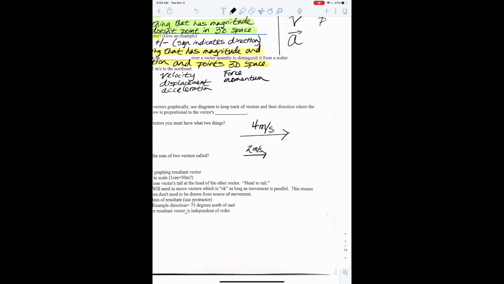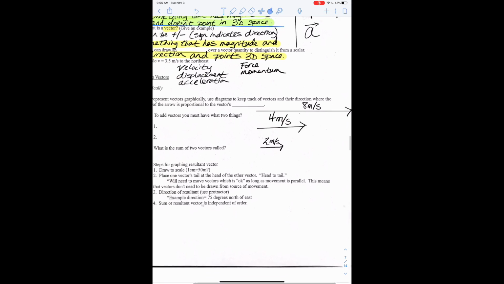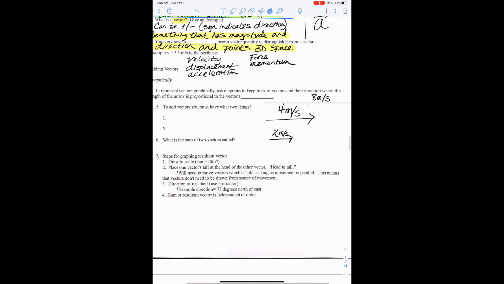Or by that same logic, a vector that was 8 meters per second would be double. Now, I'm not always going to do this, but I'm going to try to. So when I can, I will draw my vectors so that their length indicates their magnitude as much as possible. All right, so I'll just write that down.